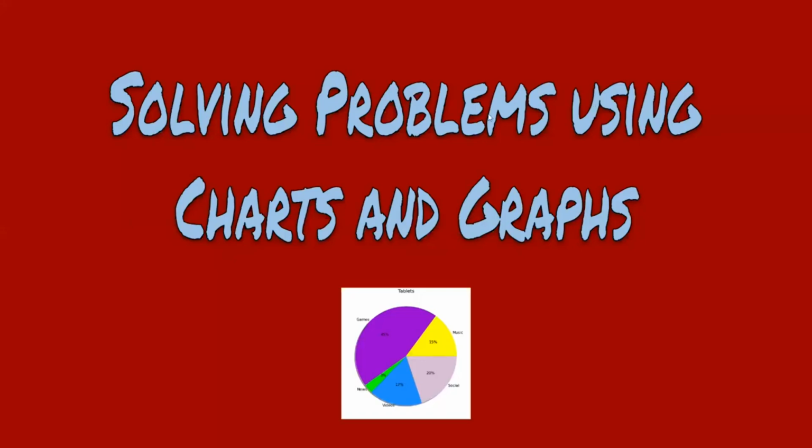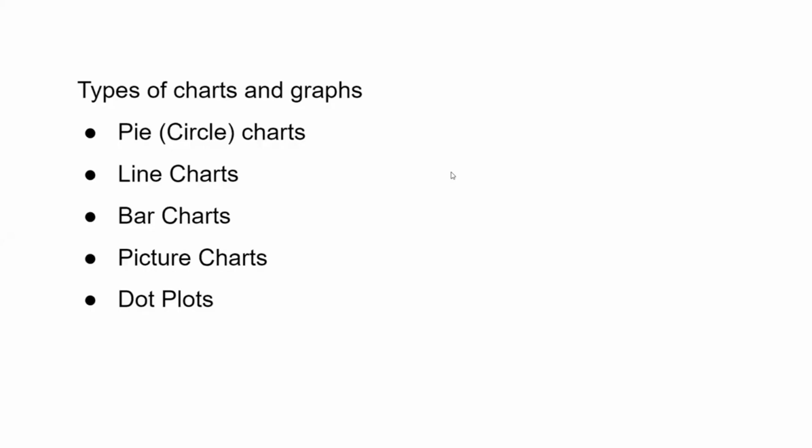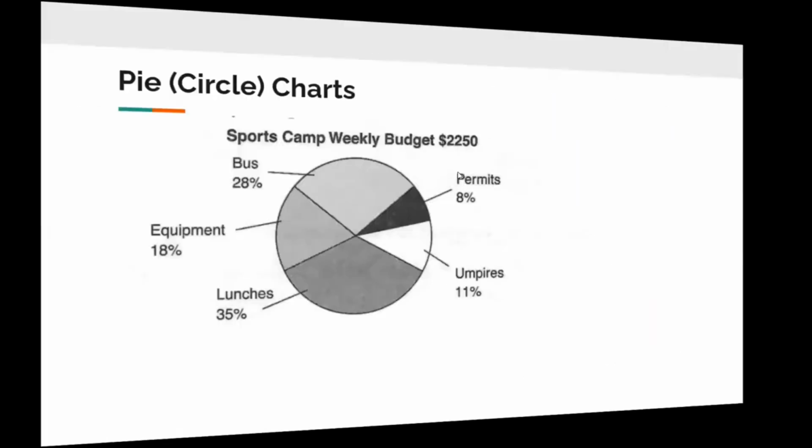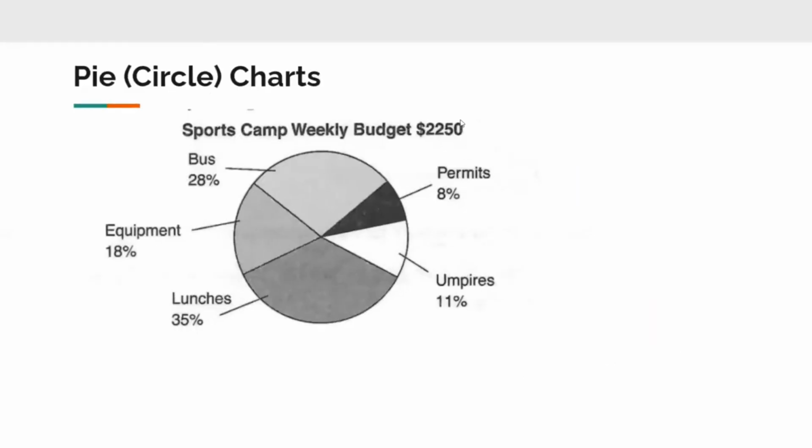In this video, we will talk about solving problems using charts and graphs. There are 5 different types that we will be reviewing here. The first is a pie chart, then a line chart, bar charts, picture charts, and finally dot plots. Let's get to it. Here is an example of a pie, or sometimes called a circle chart.